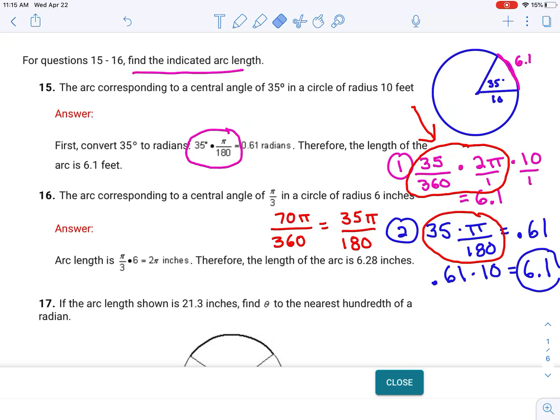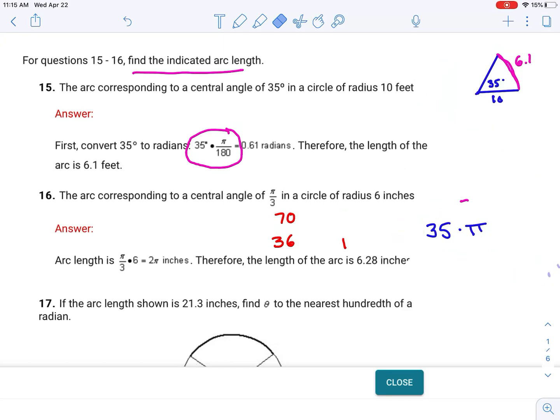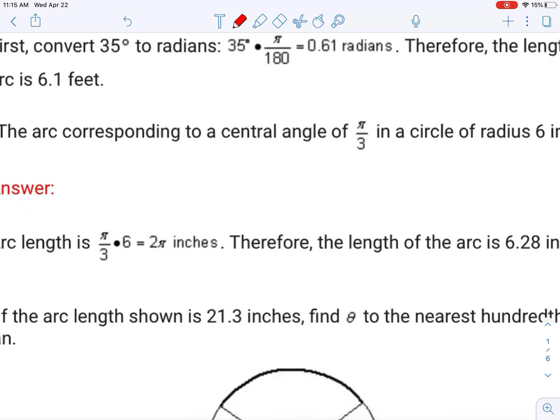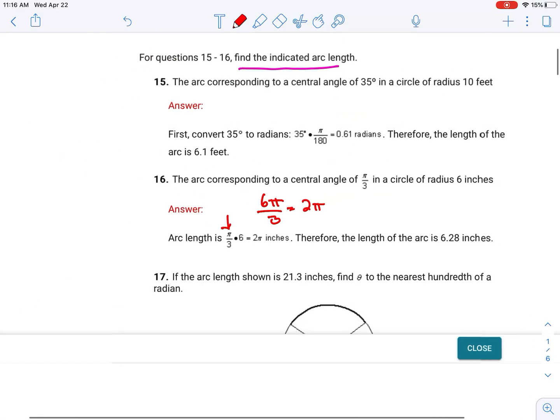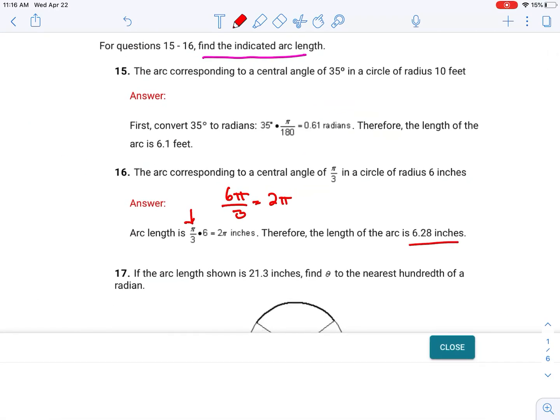So for 16, I'm going to erase all this stuff because it's probably starting to get a little jumbled, okay? This time for 16, the arc corresponding to the central angle pi over 3 in a circle with a radius of 6 inches. Okay, so we know from the last example that all we had to do was take the radians and multiply it by the radius. So you can see that's what the answer key has done here. It has taken the radians and multiplied it by the radius, which gives us 6 pi over 3, which gives us 2 pi, okay? And 2 times pi is 6.28 inches, all right?